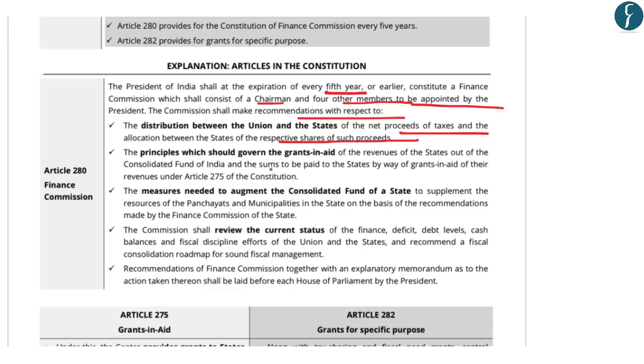Further, the principles which should govern the grants-in-aid under Article 275 of the Constitution, measures needed to augment the Consolidated Fund of a state to supplement the resources of panchayats and municipalities, and review of the current status of finance, deficit, debt levels and cash balances by the Finance Commission.